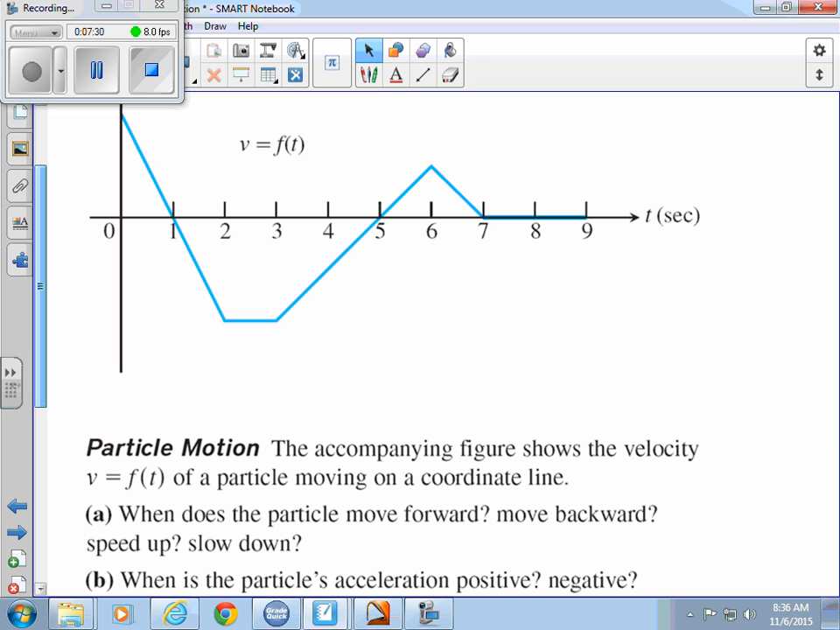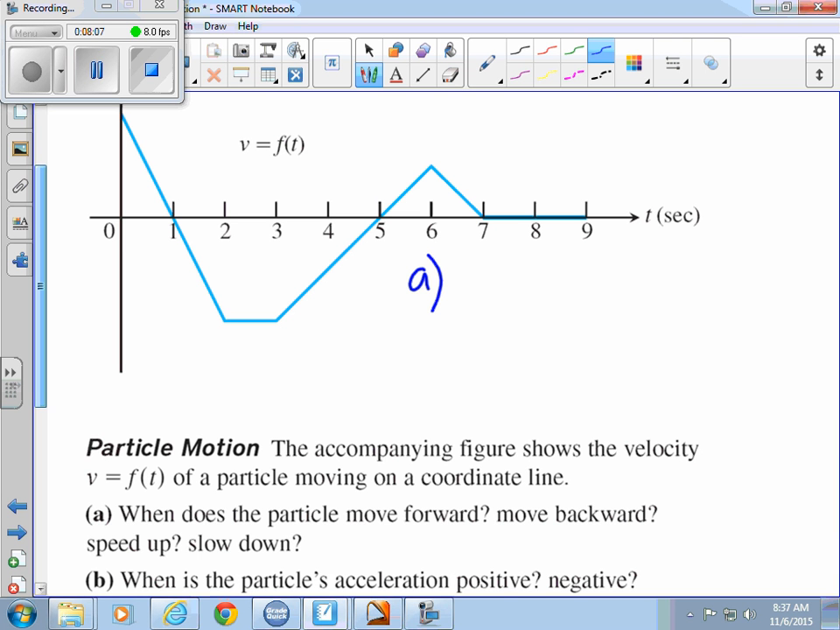Part A actually asks a lot of questions. A lot packed into part A, so I'm going to do that. Part A asks me, when does the particle move forwards? When does the particle move backwards? When does it speed up? And when does it slow down? Remember, this is velocity.